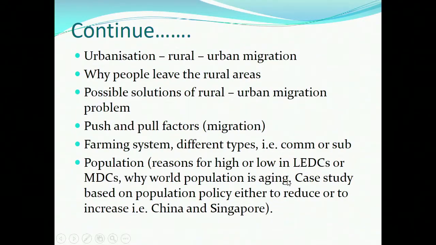Nowadays, we are having a population that we call an aging population, the gray population. This gray population is now increasing in the world. Find out the reason why the aging population is increasing in the world. Find the reason. And also look at the problem: if a country is having an aging population, what problems does that country have to face?